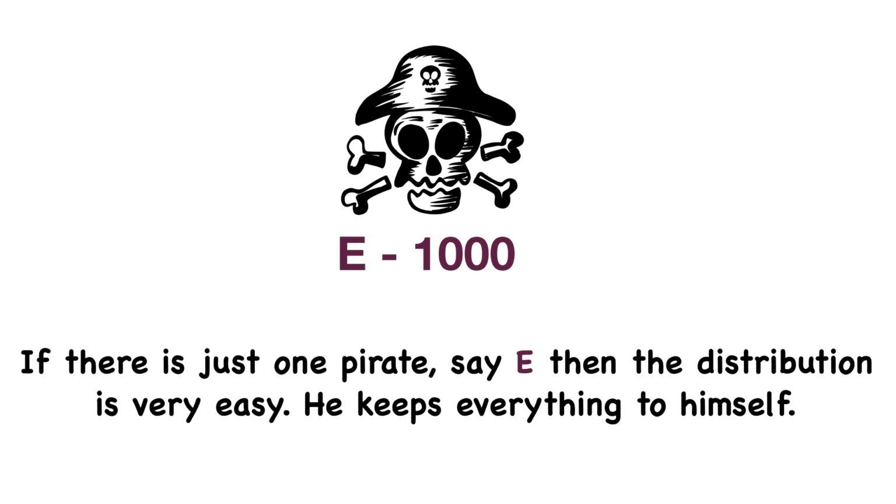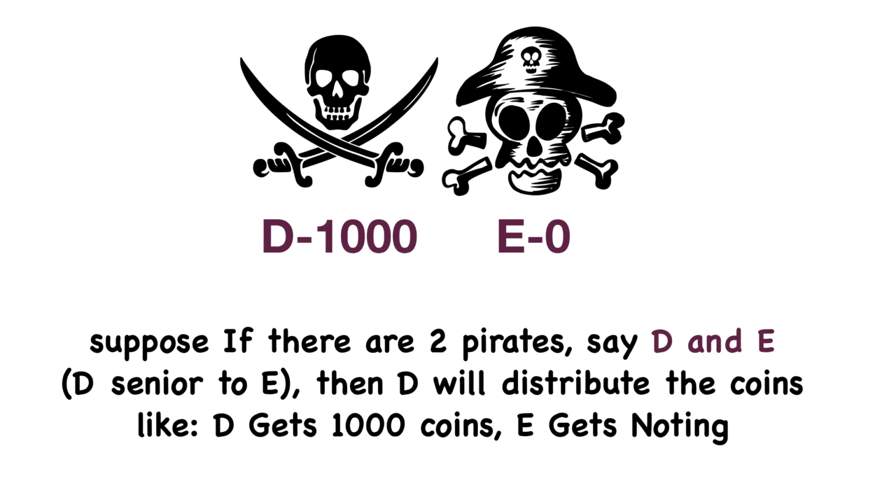Suppose the number of pirates is 1. That is, if there is just one pirate, say E, then the distribution is very easy. E keeps everything to himself. This is the most ideal scenario. Number 2, suppose there are 2 pirates, say D and E, where D is senior to E. Then the distribution strategy should be done by D. Pirate D can easily propose that he gets all the 1000 gold coins. Since he constitutes 50% of the pirates, because there are only 2 pirates in this scenario, the proposal has to be accepted, leaving pirate E with nothing.